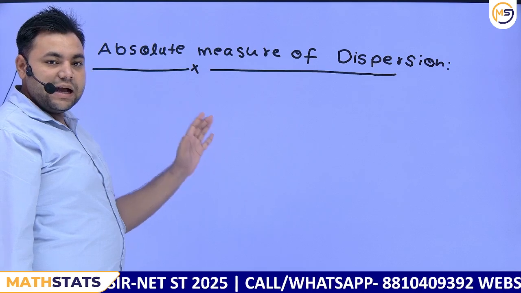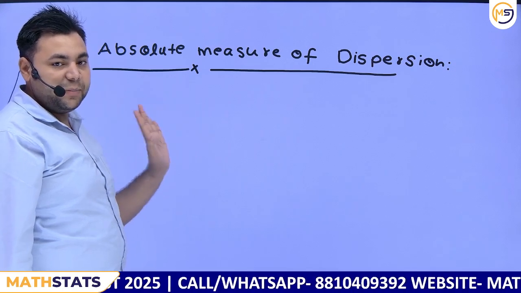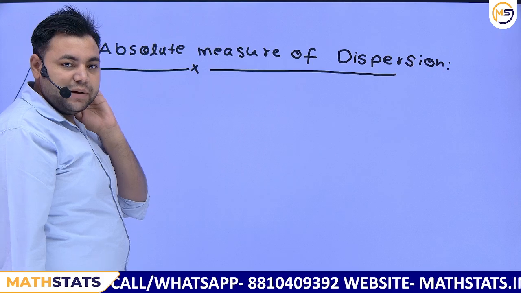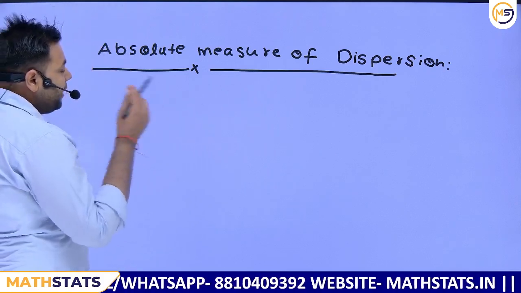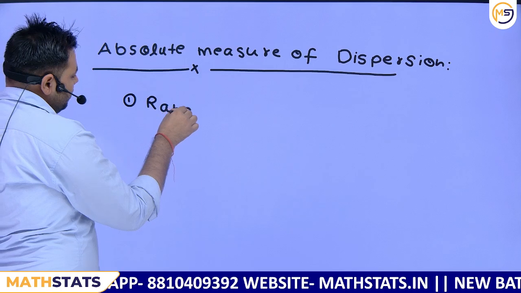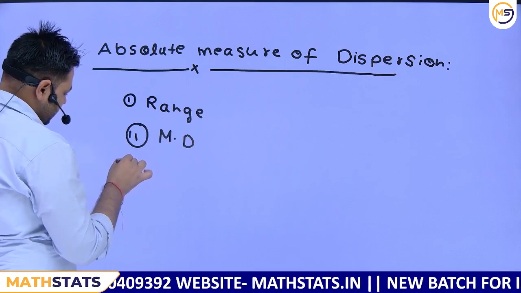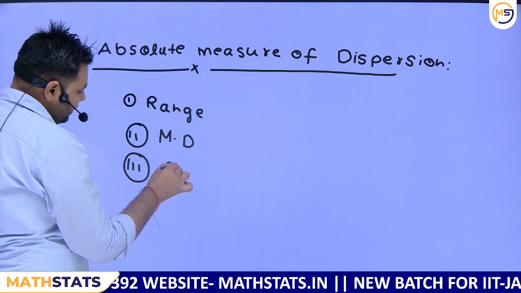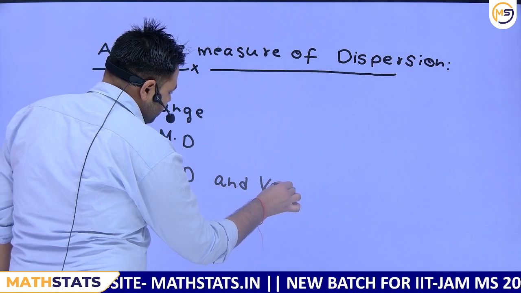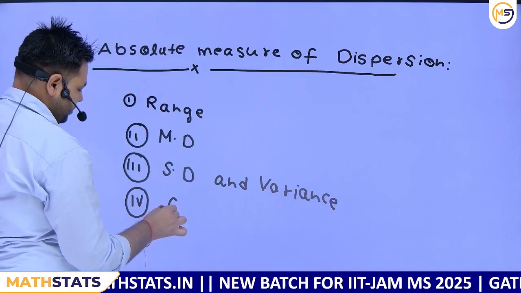In yesterday's class I already did the proofs. So today I am discussing only facts, only properties, only results, because yesterday's class was not recorded by mistake. So what are the absolute measures of dispersion? The first measure is range, the second measure is MD, mean deviation, third, standard deviation and variance, and fourth is quartile deviation, QD.